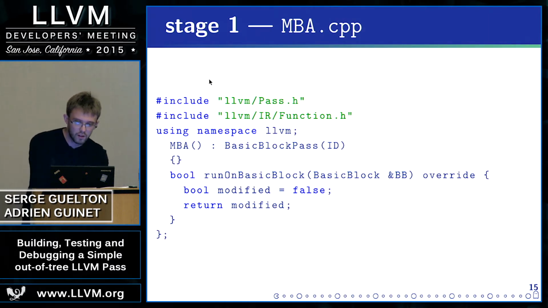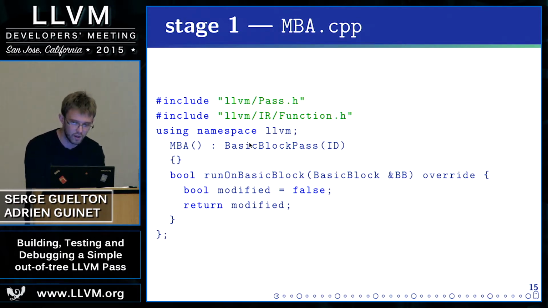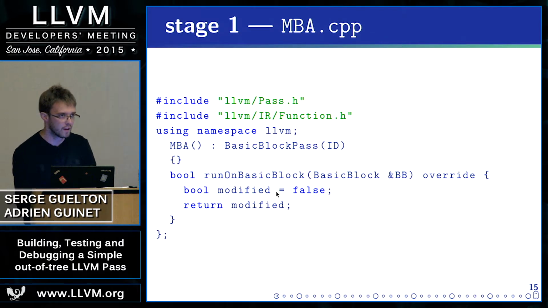So how do we write a small and basic pass? It's nothing new if you have already written an LLVM pass. Here we're working on a basic block. So we just have to implement the runOnBasicBlock function and return true or false whether we modified the internal IR or not.